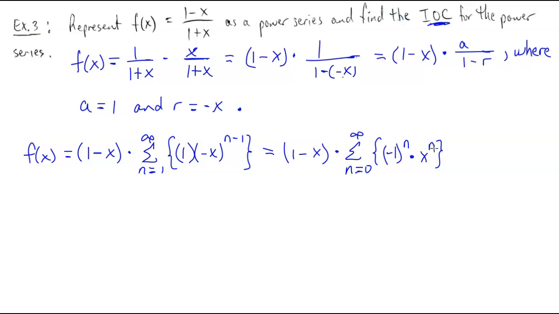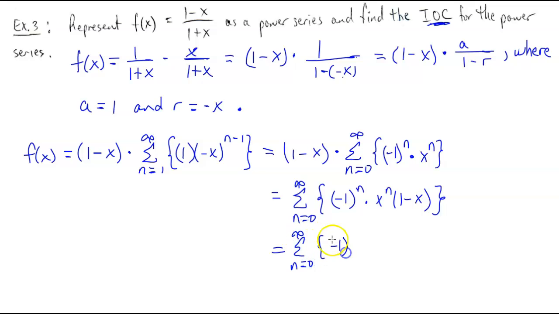And so now we could go and actually bring in the 1 minus x, okay? So this would be negative 1 raised to the n times x raised to the n times 1 minus x. Of course, if we keep going here, we go ahead and distribute that x raised to the n in both terms, then we're just going to have x raised to the n minus x raised to the n plus 1. And that is what this particular function would look like in its power series form.